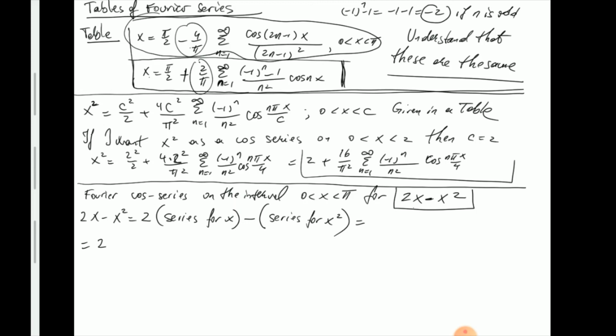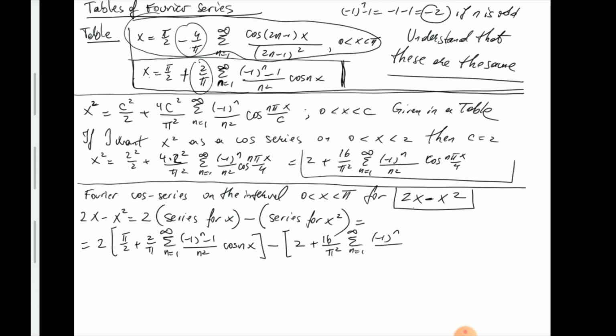So the series for x, let's put it in parentheses. We computed together. That was pi over 2 plus 2 over pi summation from 1 to infinity of (-1)^n minus 1 over n squared cosine of nx. And then minus the series for x squared, which we obtained over here. That's 2 plus 16 over pi squared summation from 1 to infinity of (-1)^n.